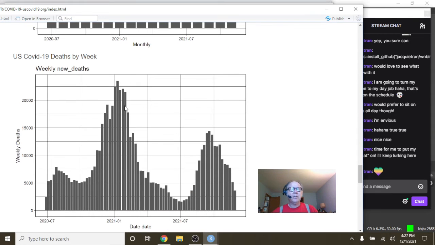Weekly deaths, you can see this number right here, declining all the way down before going back up. Okay, so what you can see here is this long declining pattern in COVID-19 deaths during the spring and summer.